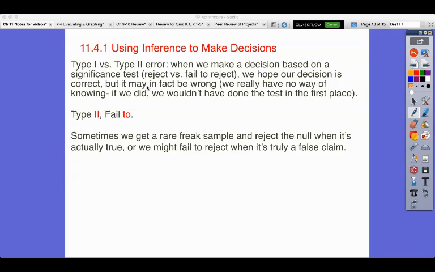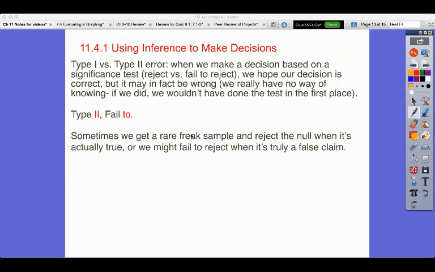My way to remember which one's which is type 2 is when you fail to reject. So if you've rejected a null hypothesis and you're wrong, it means that you should not have rejected it. It means that the null hypothesis was true. So if you've rejected, that's a type 1 error. If you fail to reject the null, but you should have, it means that it's false, but you just didn't have enough evidence. That's type 2 error.